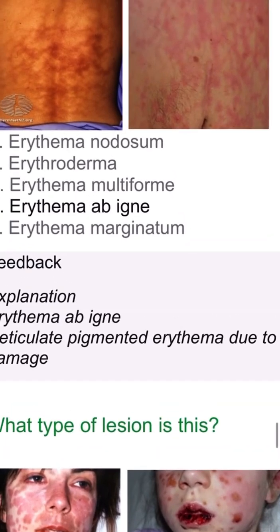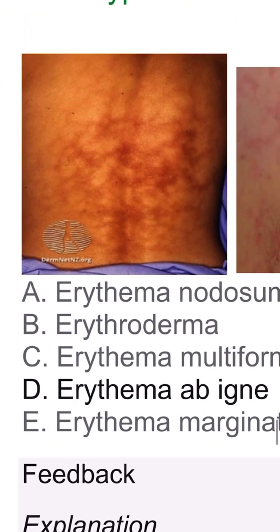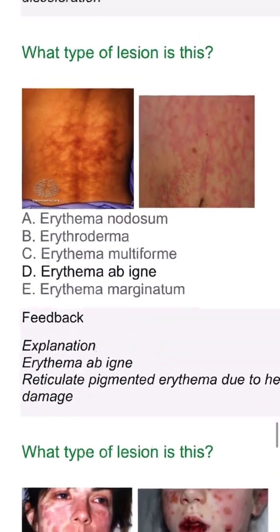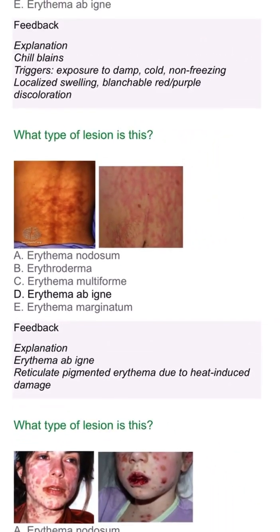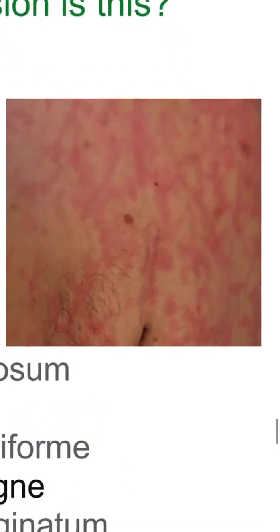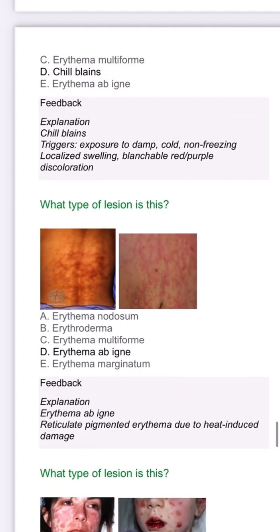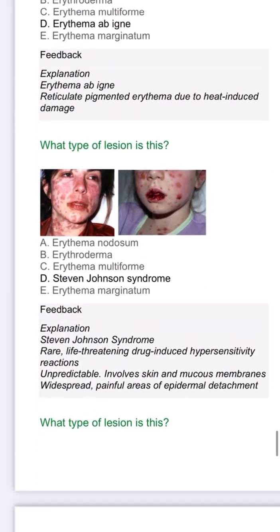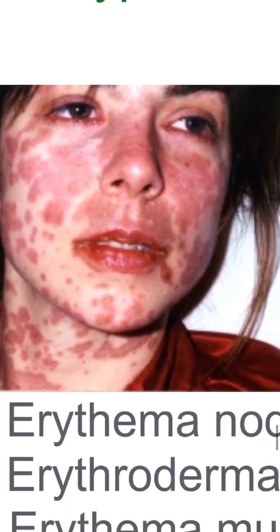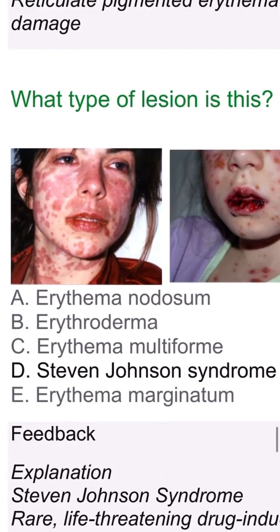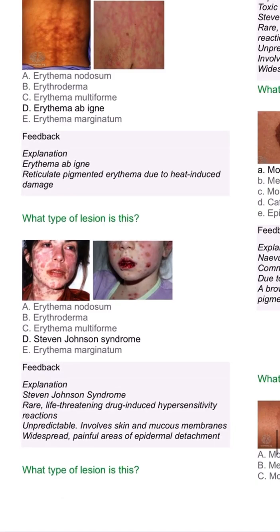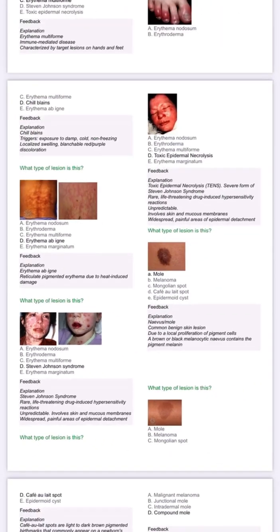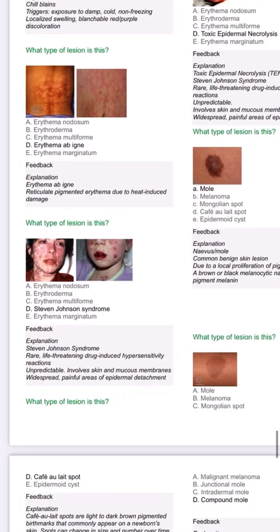What type of lesion is this? You can see here. Okay, so erythema ab igne. This is erythema ab igne, reticular pigmented erythema due to heat-induced damage. Those who sit in front of heaters are more prone to have erythema ab igne. What type of lesion is this? You can see here. Stevens-Johnson syndrome. It is a rare, life-threatening, drug-induced hypersensitivity reaction, unpredictable, involving skin and mucous membranes, with widespread painful areas of epidermal detachment. Stevens-Johnson syndrome.